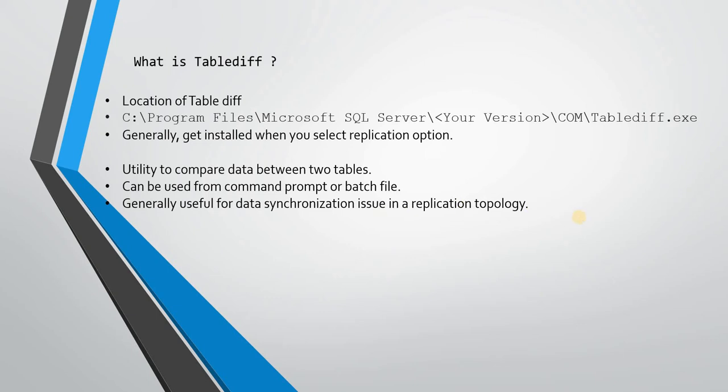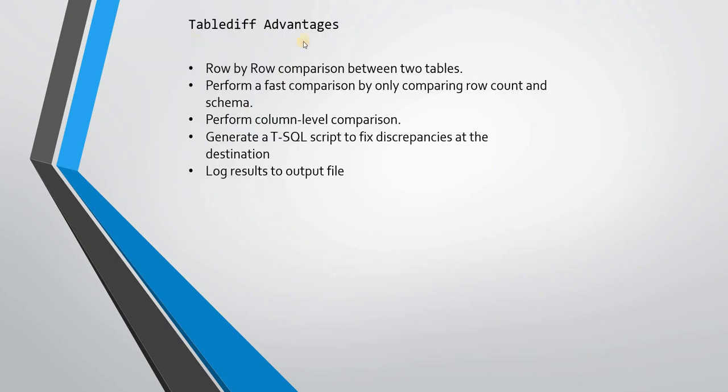So if you have configured Always On or replication, any technology or topology, sometimes it may happen that data is not synced between the primary and secondary servers. In those cases, you can very quickly identify what data is missing or what data did not get properly updated for a particular primary key, and you can generate the script and synchronize it back very quickly.